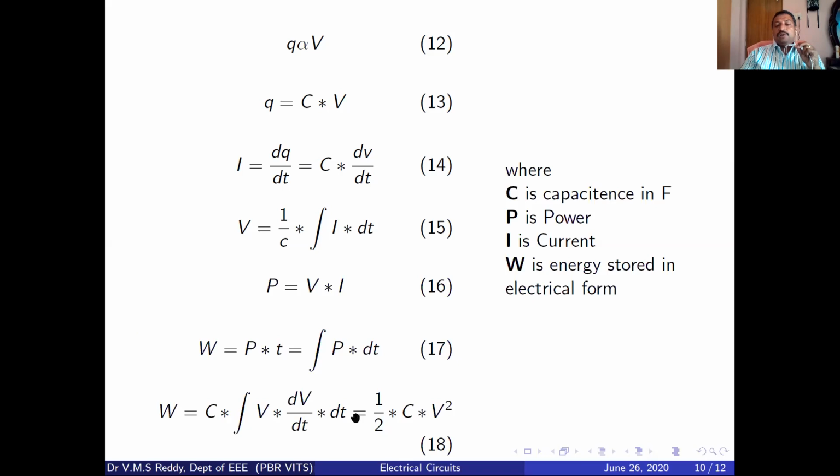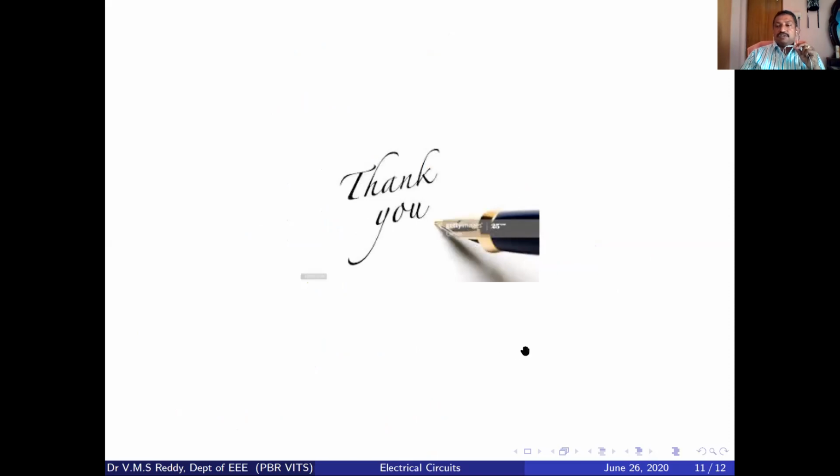Therefore, W is proportional to V square. Why? Because capacitance is fixed when we design the capacitor, so the variable parameter is voltage. So always the energy stored in the capacitor is directly proportional to V square. If you increase the voltage, automatically the energy stored in the capacitor will increase. So this is about it.